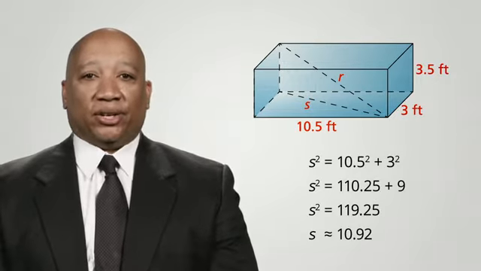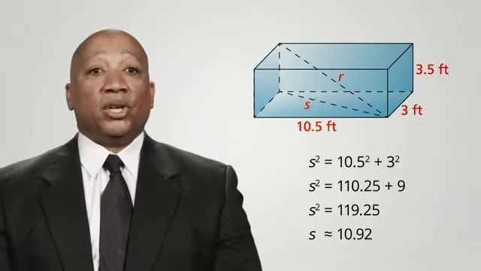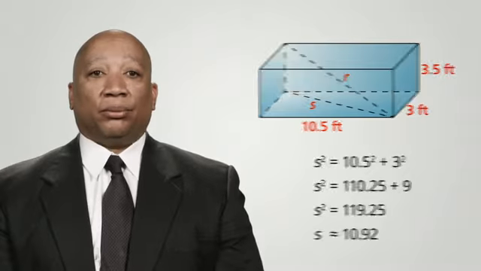Using the Pythagorean Theorem, students will solve for s by first writing the equation s squared is equal to 10 squared plus 3 squared. After finding the value of s, students can apply the Pythagorean Theorem again to solve for r.